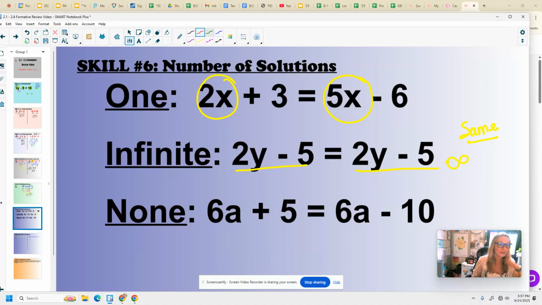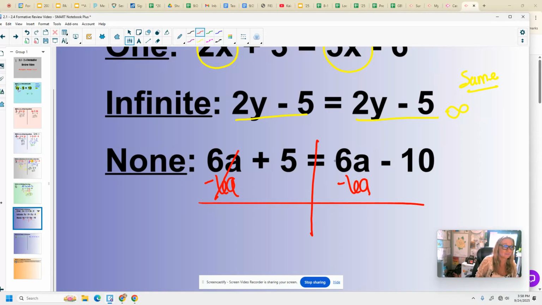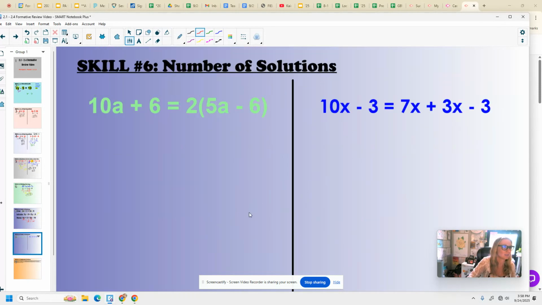The most challenging one for kids to identify is an equation with no solutions. When you're looking at it, you notice that the variables are the same, but the constants are different. And if you get to your quiz and you don't remember this, let's say that you practice solving this. If I just subtract my variable term from both sides, these cancel. Does 5 equal negative 10? No, it doesn't. So that would be none. So again, if an equation has the same variable but different constants, it is no solutions.